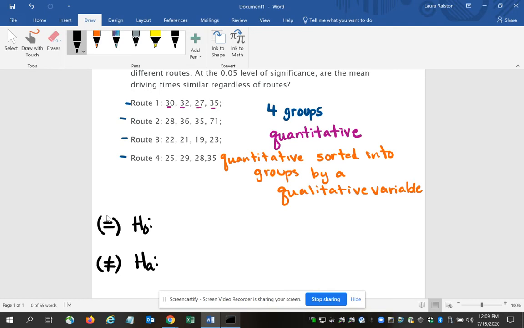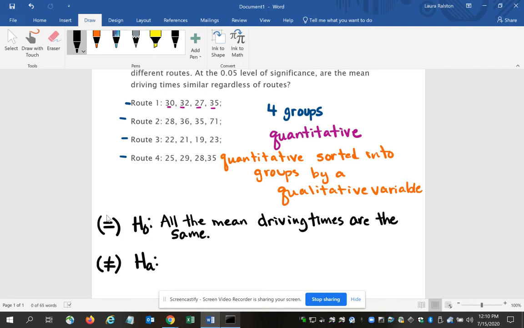We usually write the hypothesis out in words, and the way we would write it here, we would say all the mean driving times are the same. You can use that phrase. You could say all mean driving times are equal. There's various ways to say it, but that's the easiest way because the idea of being the same implies equal.